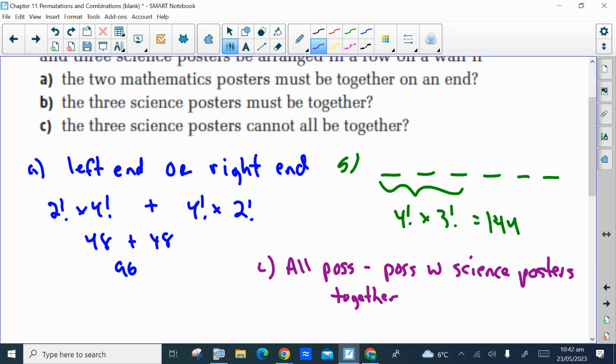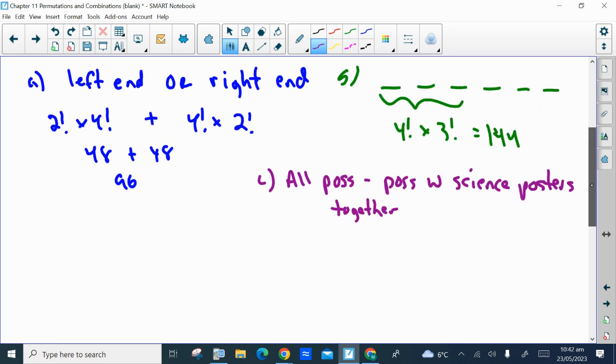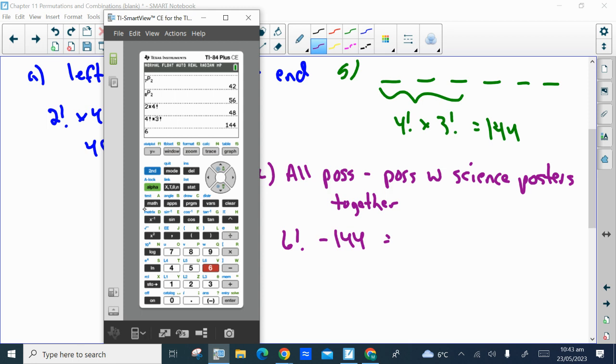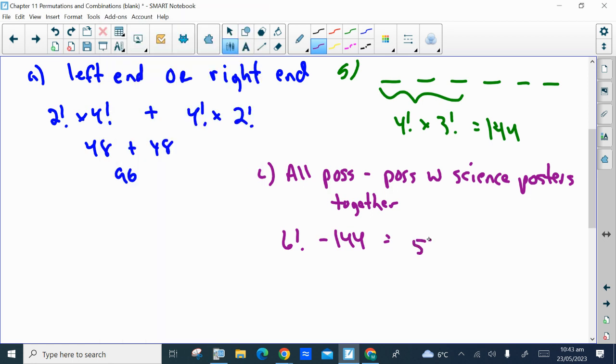And this is especially easy because we already found in part B the number of possibilities with the science posters together. It's 144. All possibilities here would be 6 factorial minus what we found in part B, the possibilities with the science posters together. That's 144. That will give us an answer of 576.